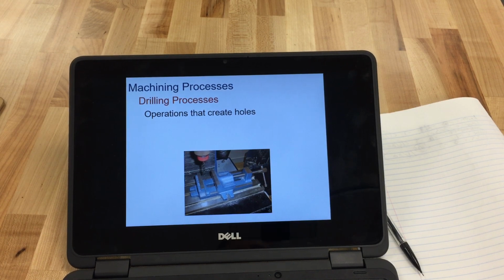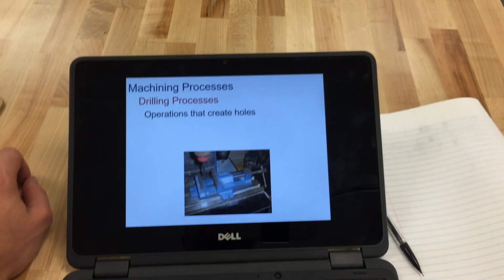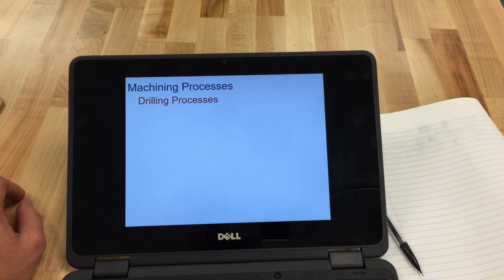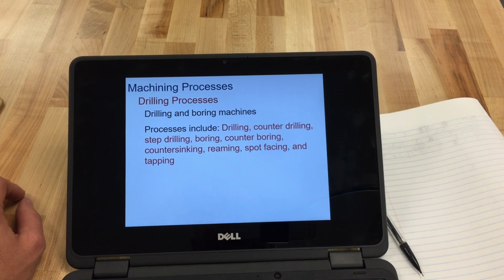Drilling processes are operations that create holes. Some things need holes, and think of plates that would require a screw or a bolt later on to hold them on. Drilling and boring machines help us do that. So that'd be like a drill or a drill press.